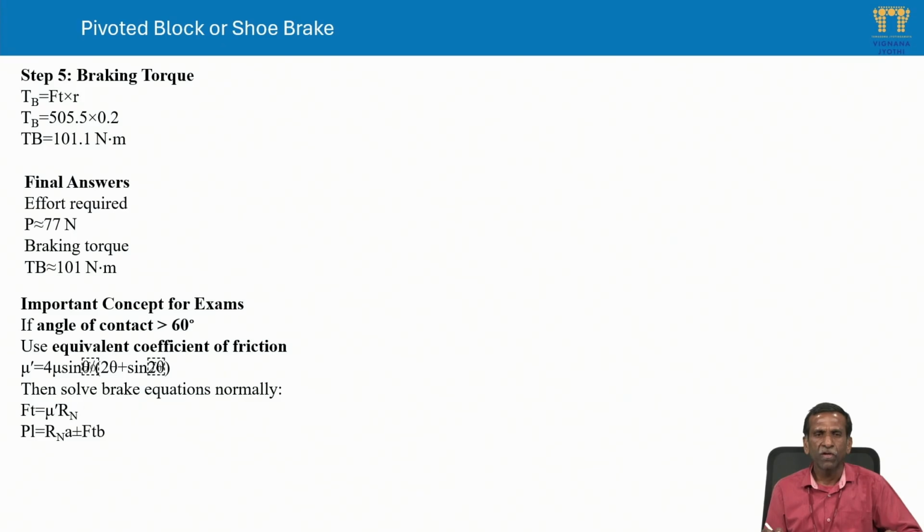An important point you need to understand in the case of a pivoted block brake: first, the contact angle of the block with the drum must be greater than 60 degrees. Second, the equivalent coefficient of friction you need to calculate using the relation. Then solve the equations. You can find the tangential force, or frictional force, or frictional resistance required, and the effort required also using these relations. So this is all about the pivoted block brake.